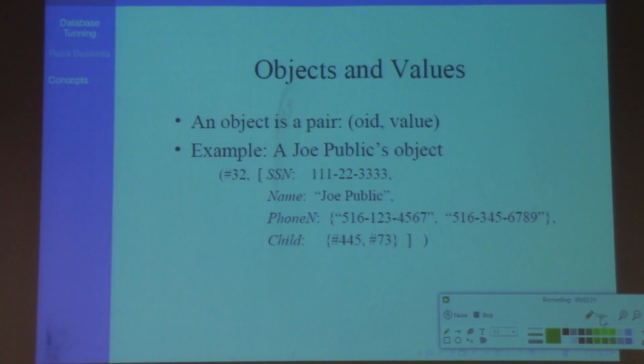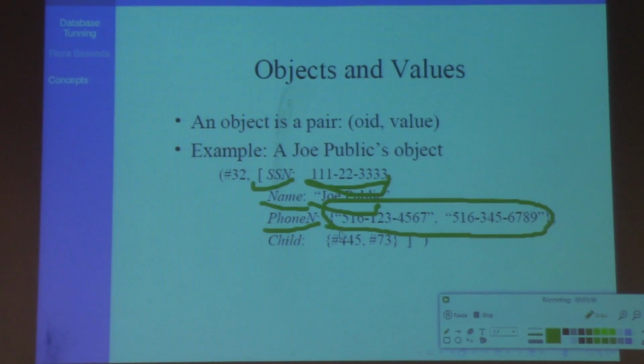So let's consider one of these values. Social security number, this attribute has a value, right? What kind of value is it? Primitive, right? It's just a single string. Name, what kind of value does it have? Primitive. String. Phone number? Sets. Just sets. Child? Sets.